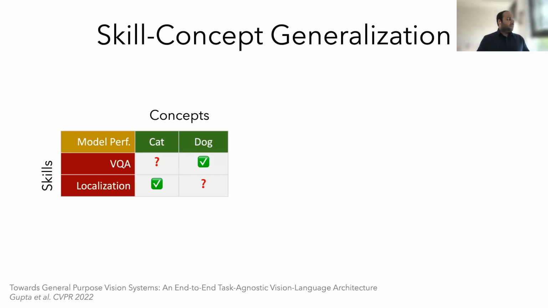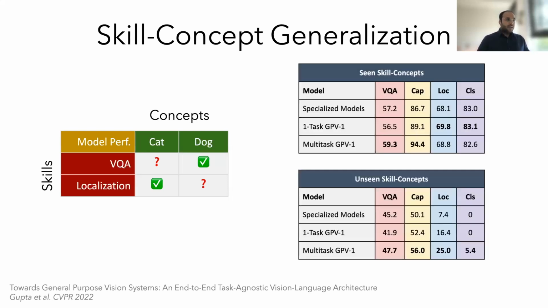skills and concepts, so for example, you have training data for VQA on dog images, and you have localization data on cat images, then can the model that is jointly trained on these two generalize to the other two combinations? That is, can you do VQA for cats and localization for dogs?